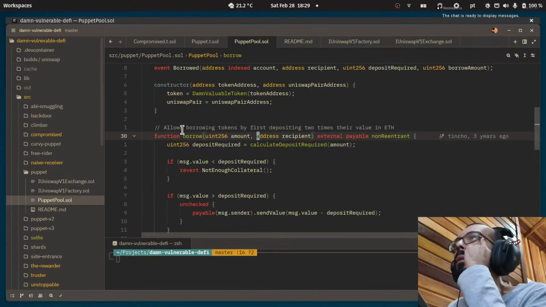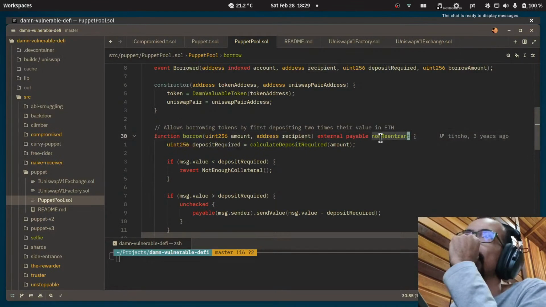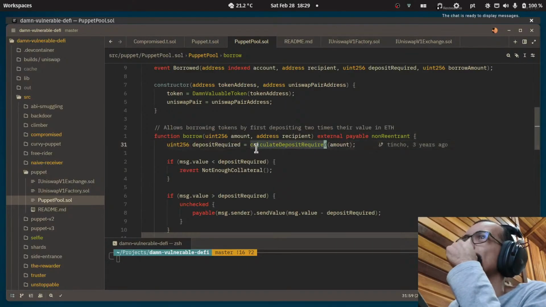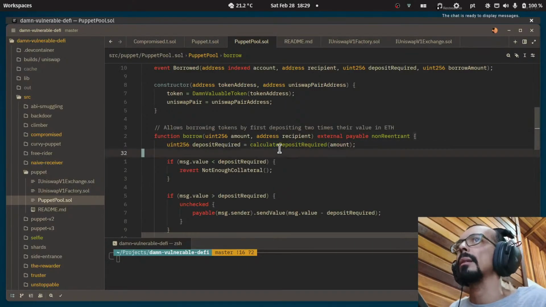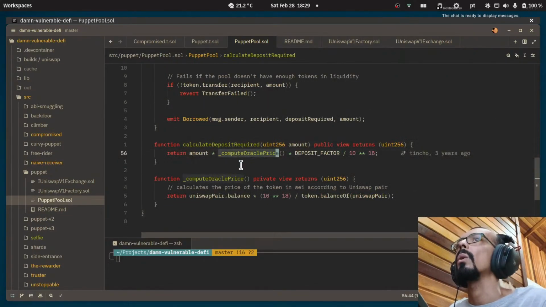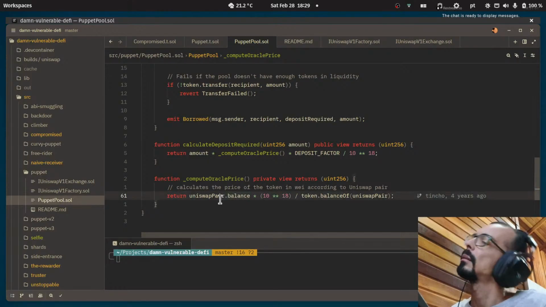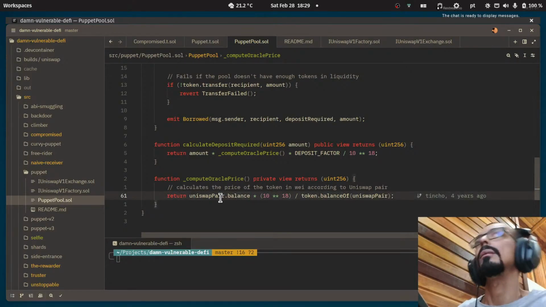Right. So it allows borrowing tokens by first depositing 2 times their value in Ethereum. So here are the amounts and then the recipient who is gonna receive, right? They cannot reenter. So they can calculate the deposit requirements. That should be simple, right? Calculate. Oh, they have an oracle as price. So that's something we can manipulate, I think. Right?